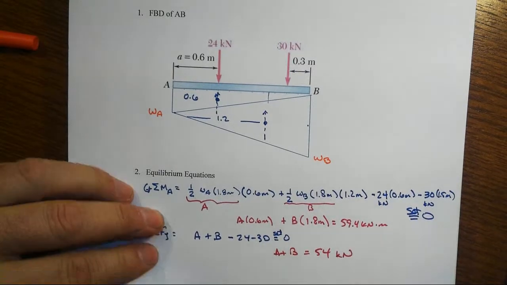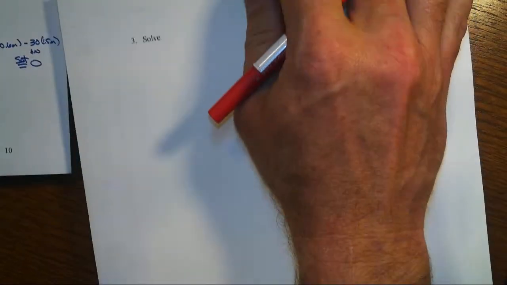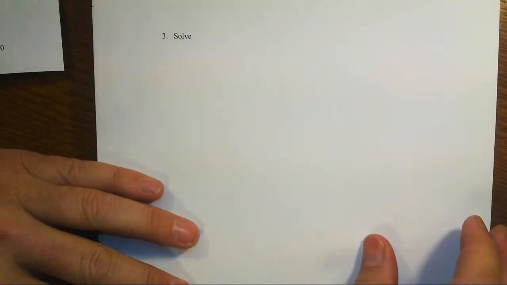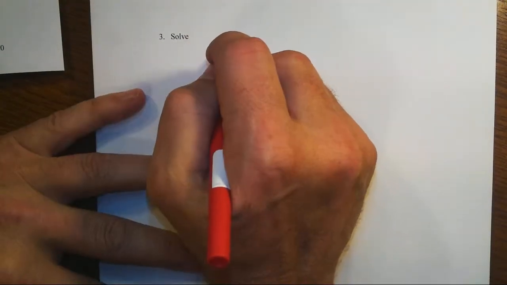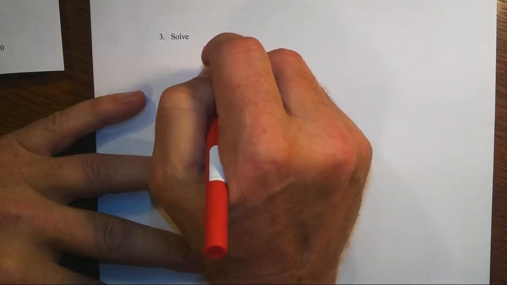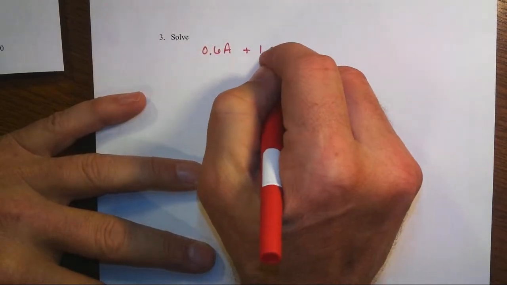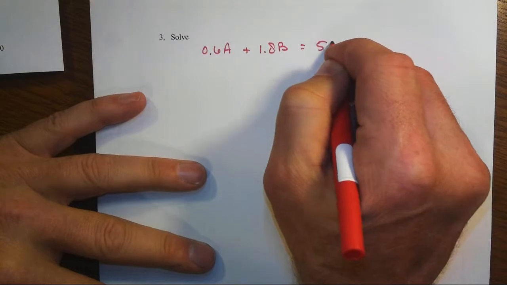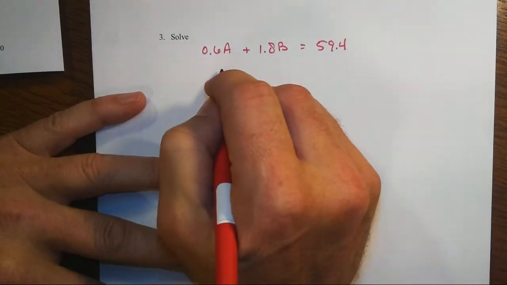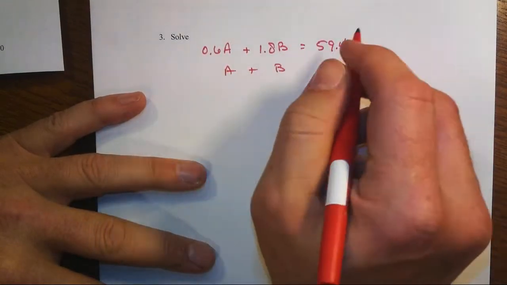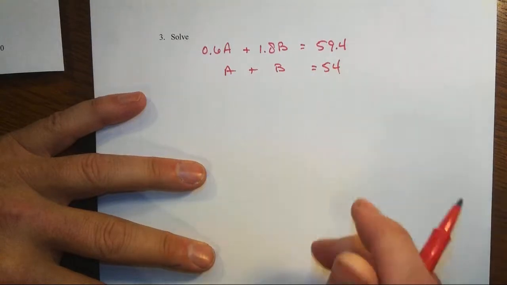Put that in there. That's kilonewtons. All right. So I'm going to repeat the equations here on the next page so that we have them all handy. We've got 0.6A plus 1.8B equals 59.4, and we have A plus B is equal to 54.